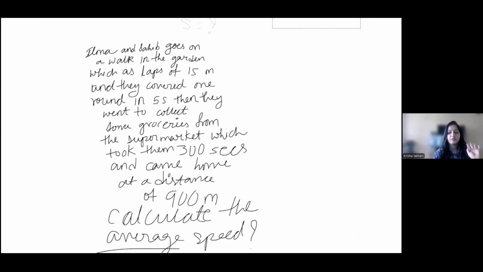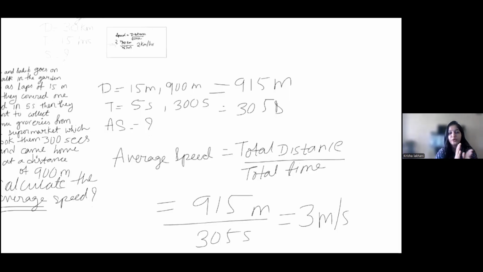Okay, pause and write the answer. This is how to write the whole answer. It will be 15 meters plus 900 meters, 915 meters. Time is given as 5 seconds. The other time is given as 300 seconds. That becomes 305 seconds. Average speed you don't know. Formula for average speed is total distance upon total time. 915 upon 305 will give you 3 meters per second.